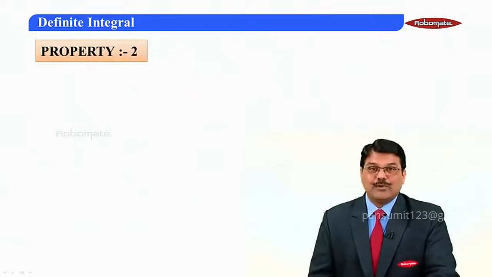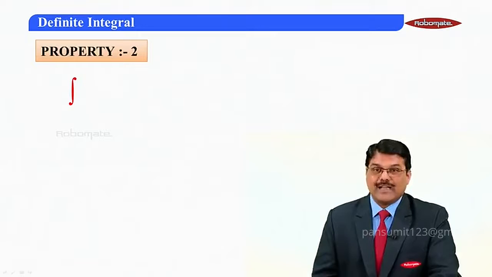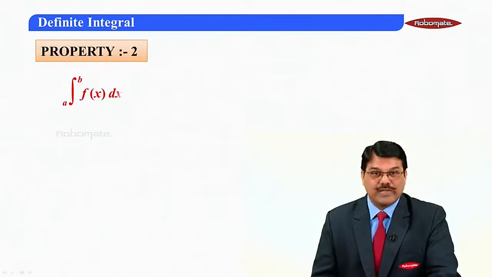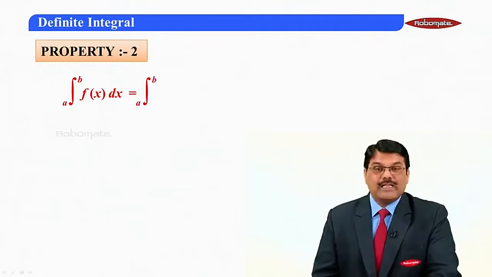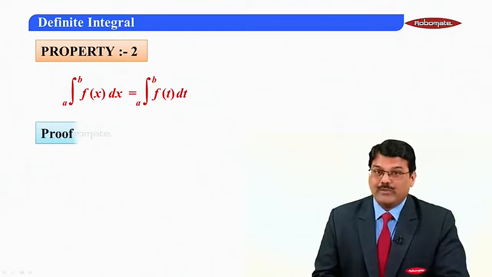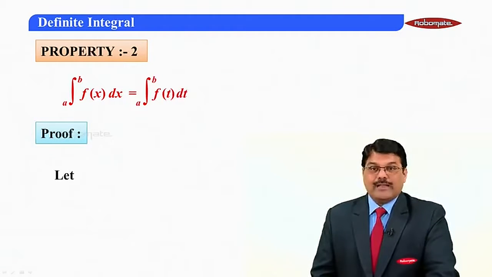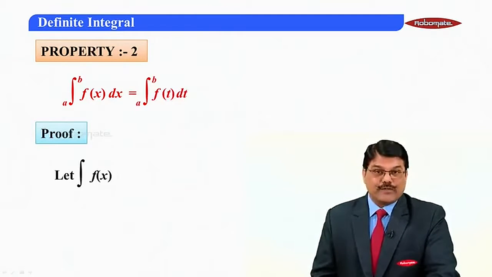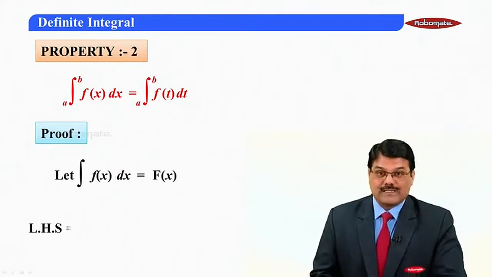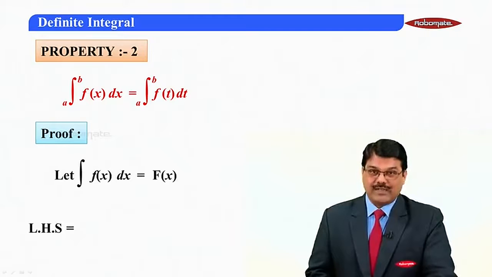Now let's see the proof for the second property, that is property number 2. It says that integration of f of x with respect to dx goes from a to b is equivalent to integration of f of t with respect to dt goes from a to b. Now again we'll consider integration of f of x, that is indefinite integral, as capital F of x. I'm substituting that into the left hand side.